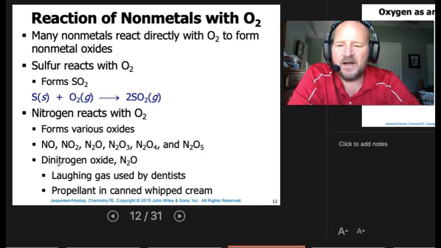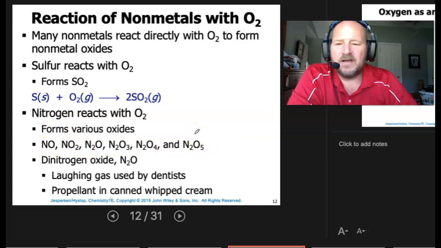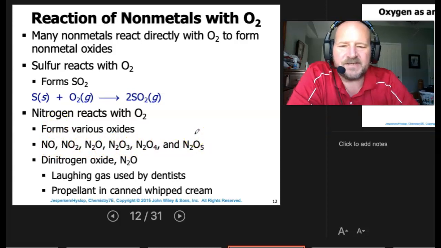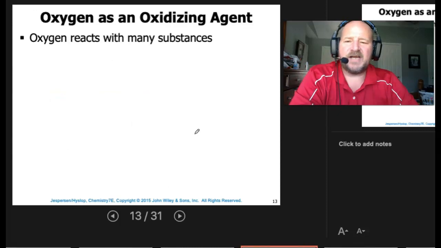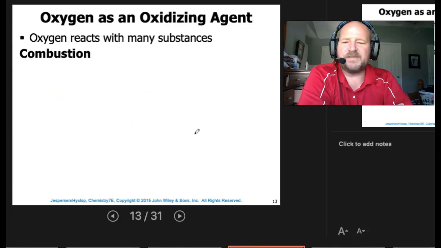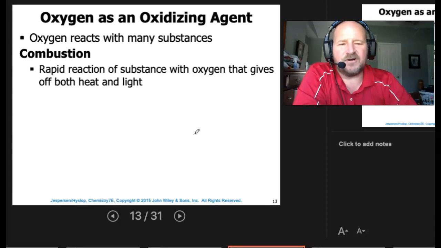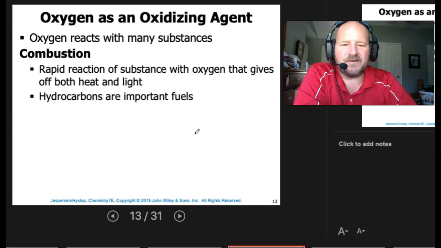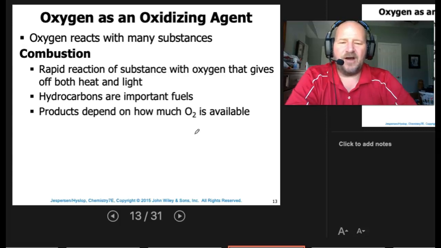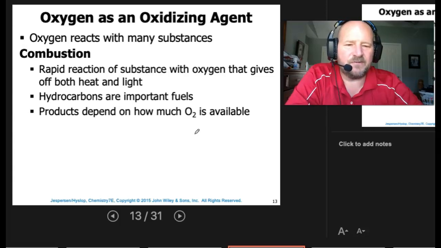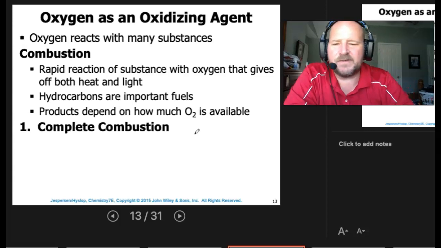Okay, so again, oxygen can react with nitrogen, form a variation of NO compounds, and oxygen can react with sulfur to give us SO2. So oxygen as an oxidizing agent then, typically when that happens, we think of combustion. So usually what we're looking at is taking a hydrocarbon and reacting that with oxygen, O2. We kind of pointed this out already talking about reactions, but here we're going to get a little more in depth. We know that the products will depend on how much O2 is available. So we have different levels of combustion for hydrocarbons.